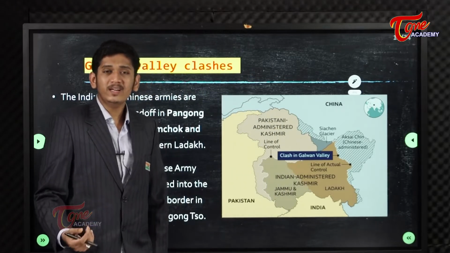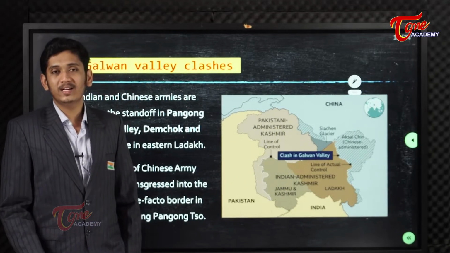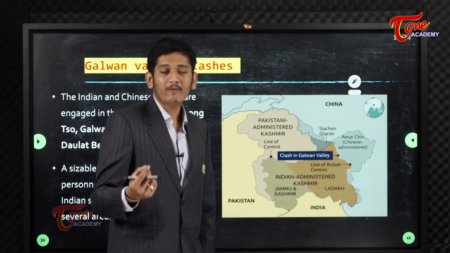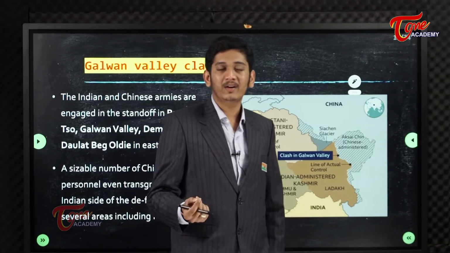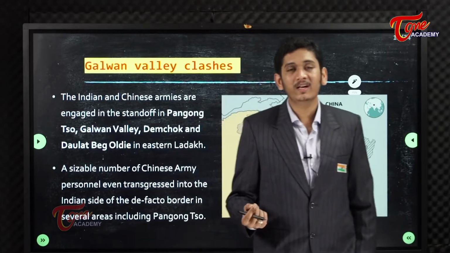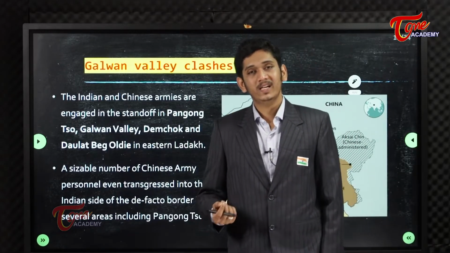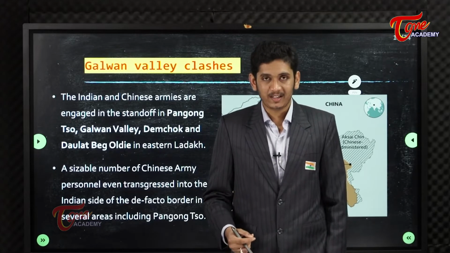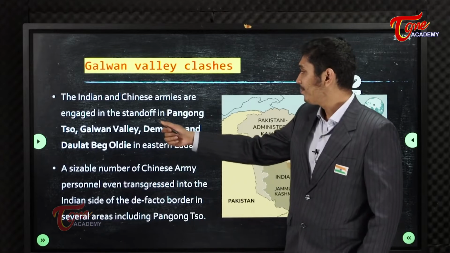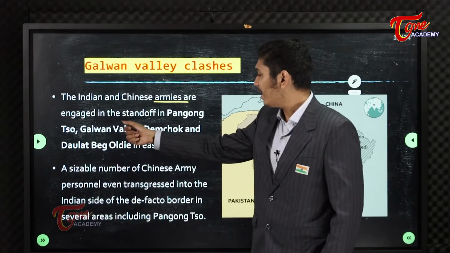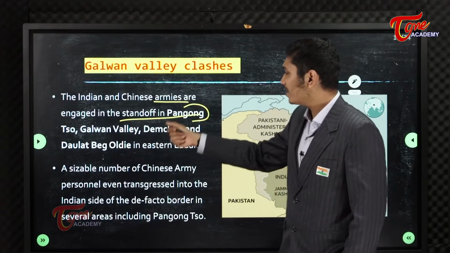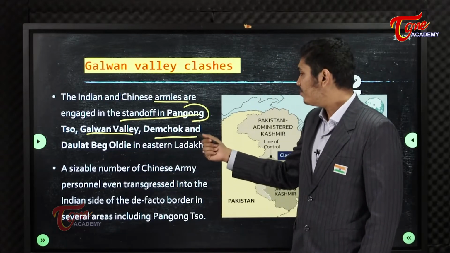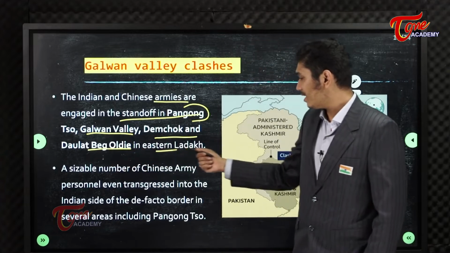And the recent clash, which took place in the year 2020, was the Galwan Valley clashes. Though no gun was fired, not even one bullet was wasted, a lot of Indian and Chinese soldiers lost their lives in a fist fight. What happened exactly? The Indian and Chinese armies engaged in a standoff in Pangong Tso, Galwan Valley. Pangong Tso is a lake in that region. Demchok and Daulat Beg Oldi in eastern Ladakh.